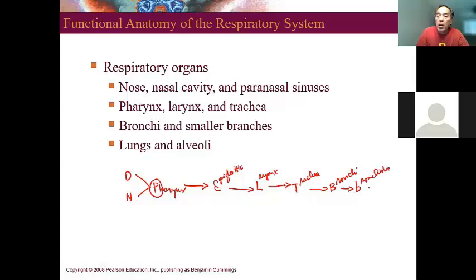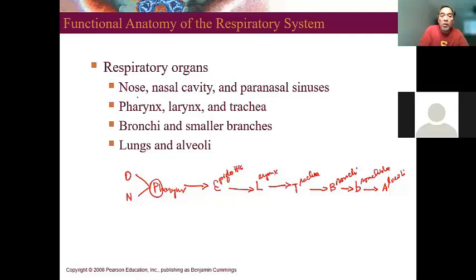Okay, and then after the bronchioles, it then becomes A. A is alveoli, and alveoli is the smallest sac where the air ends up. Okay, so we call it alveoli, right? So if you follow the path of air from oral nasal to P, E, L, T, capital B, small b, and A, you just described the anatomy of the respiratory tract.